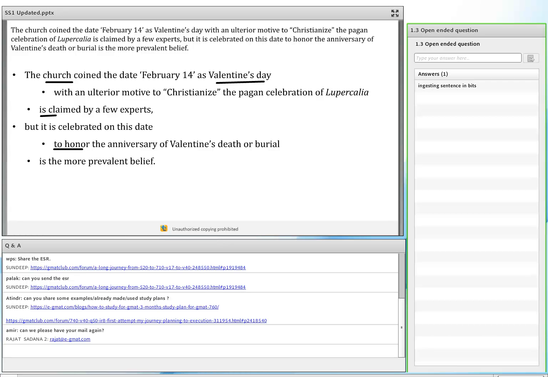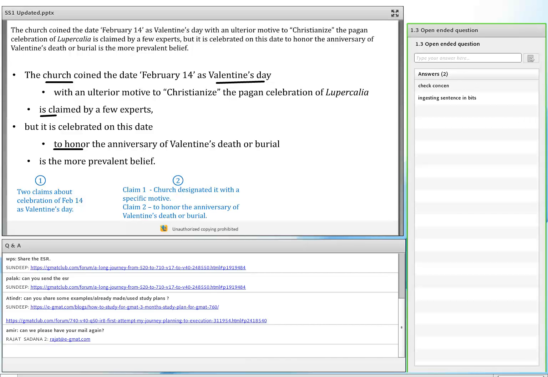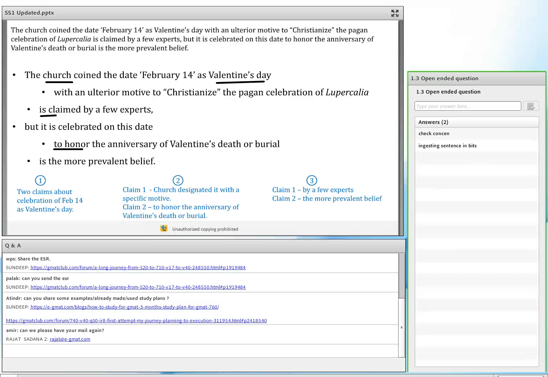What you see is there are two claims about the celebration of February 14th as Valentine's Day in this. Claim one is that the church designated it with a specific motive. Claim two is that it's to honor the anniversary of Valentine's death or burial. And then claim one is by a few experts, and claim two is the more prevalent belief according to what the author says. So there are three aspects of meaning that the author wants to communicate from this particular sentence.